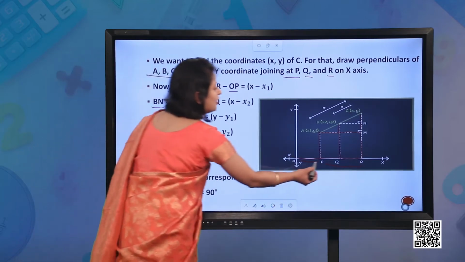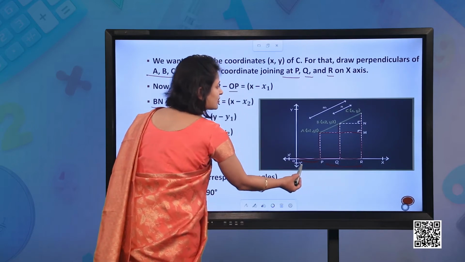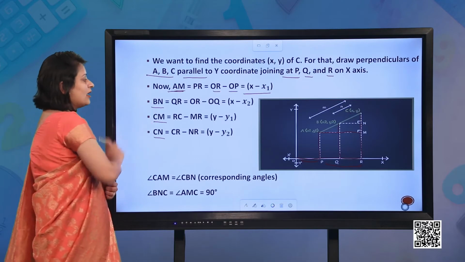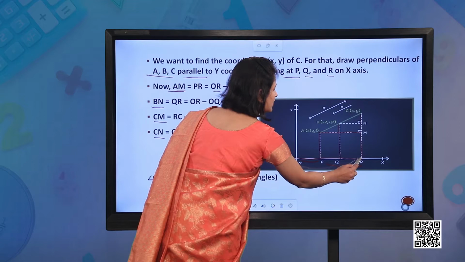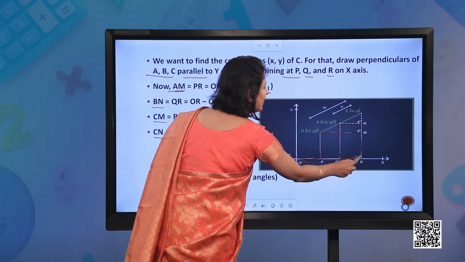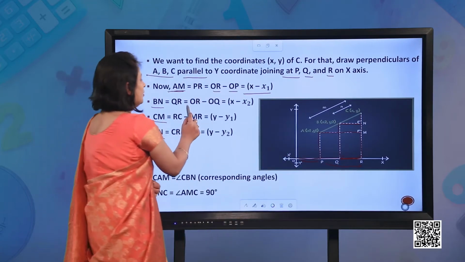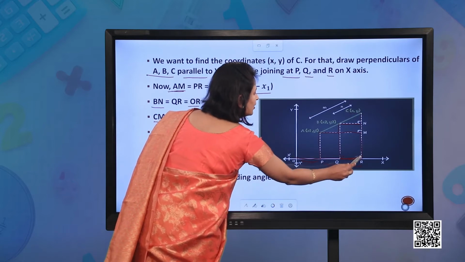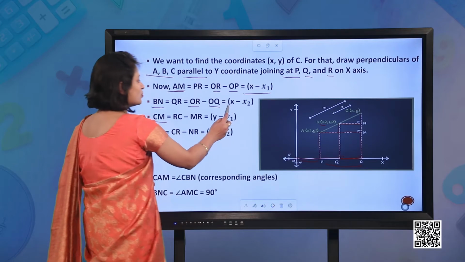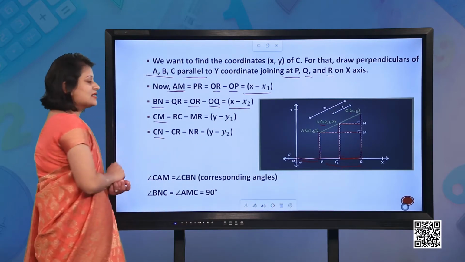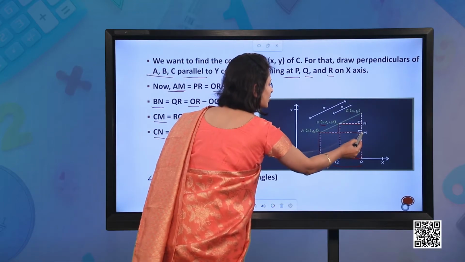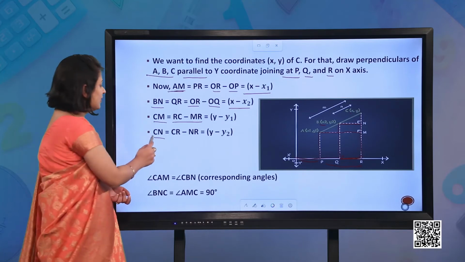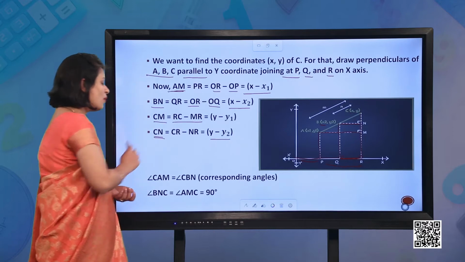Here, OR is x and OP is x1, so x minus x1 will be the value of AM. For BN, I can say this is equal to QR because both are parallel. How will you calculate QR? Consider OR minus OQ. OR is x and OQ is x2, so x minus x2. How will you calculate CM? It is CR minus MR, which will be y minus y1. Similarly, you can calculate CN, which will give you y minus y2.